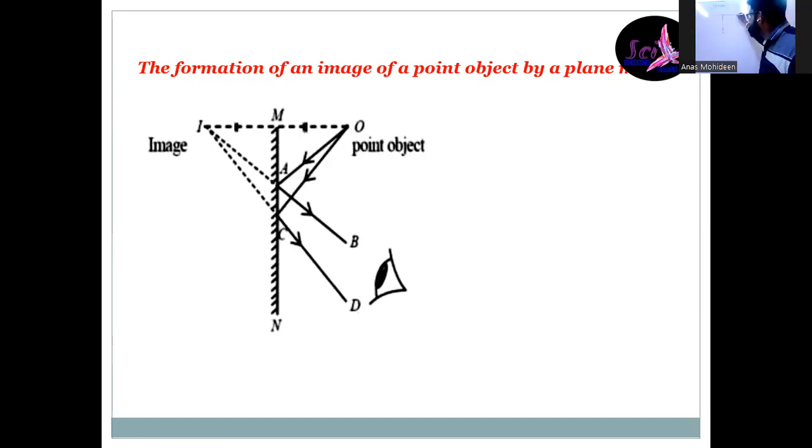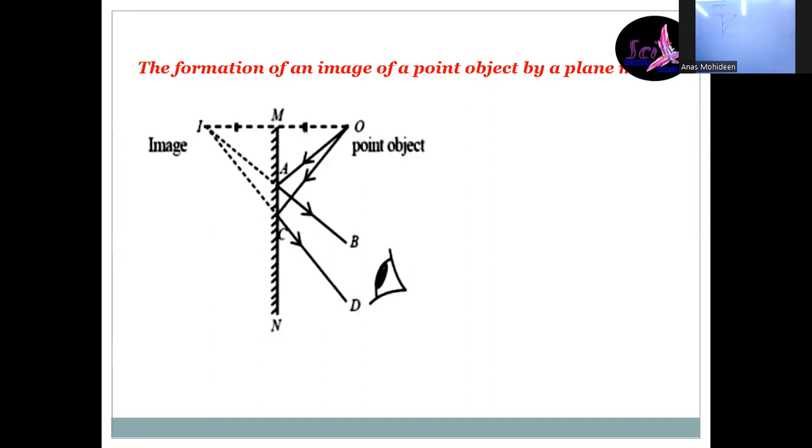From this point, I have to take a minimum of 2 rays. Whenever we are drawing ray diagrams, we have to take a minimum of 2 rays. Taking 2 rays, I have to find out where the image will be. One is striking the surface here, and the other one is here. These are the 2. And then we have to apply the reflection rules.